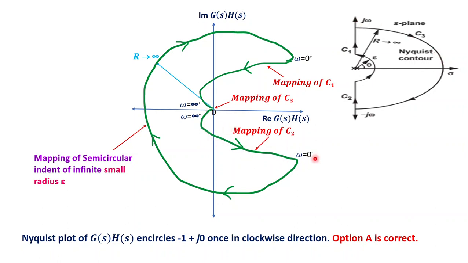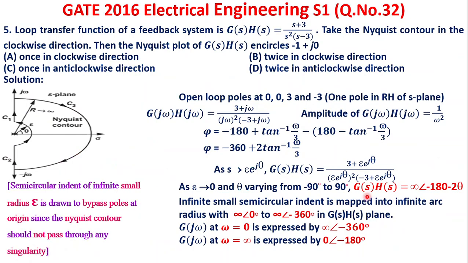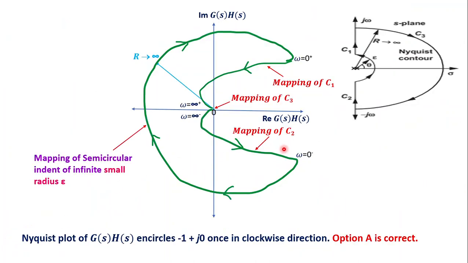Now we have to map the one left out portion, that is this infinite small arc radius. We know it is mapped onto infinity angle 0 to infinity angle minus 360 degree. So this is infinity angle 0 degree. This touches the real axis at infinity, 0 degree, and goes to infinity angle minus 360. So we can definitely find that minus 1 plus j0 will be in between, because it covers the entire negative half of this portion.